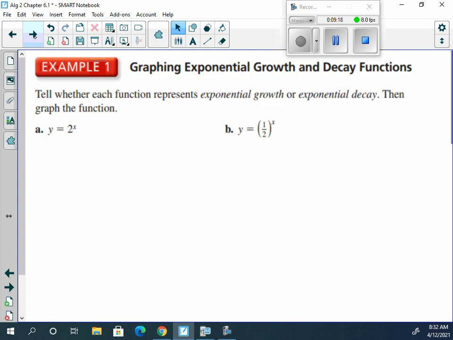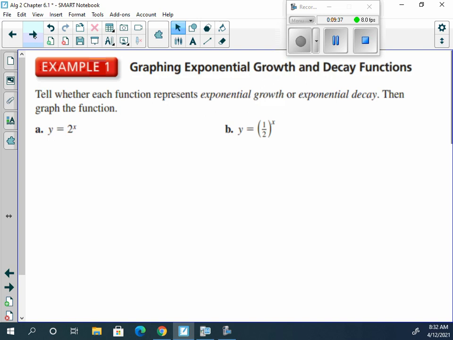So, tell it whether each function represents exponential growth or exponential decay, and then graph it. Well, this part of the homework, you're just going to have to identify the graph of it. And you can do that by either graphing it, plugging it into the graphing calculator, or we'll have a trick here that I'll show you in a minute.